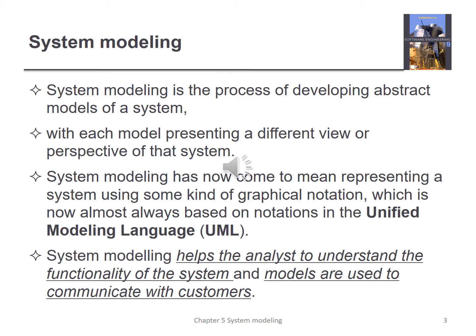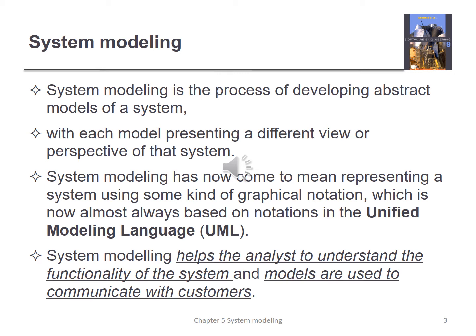As we explained before, what system modeling really is, we now do it in a different way. System modeling is the process of developing abstract models of a system, with each model presenting a different view or perspective of that system. This means from where we look at the system, the way we look at it: as external, or behavioral, or the structure of it.